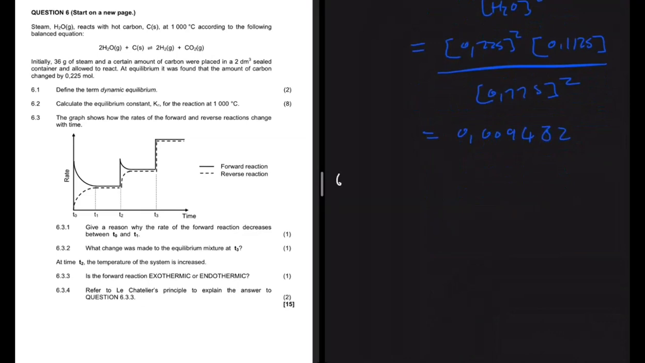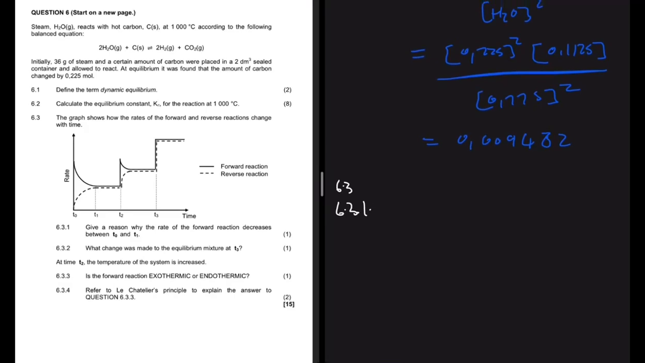We have 6.3.1. Then it says the graph shows how the rates of the forward and reverse reactions change with time. These are like the really interesting questions. And then 6.3.1 says, give a reason why the rate of forward reaction decreases between T0 and T1. The rate of the forward reaction is decreasing because the reactants are getting used up, right? So we have reactants are getting used up.